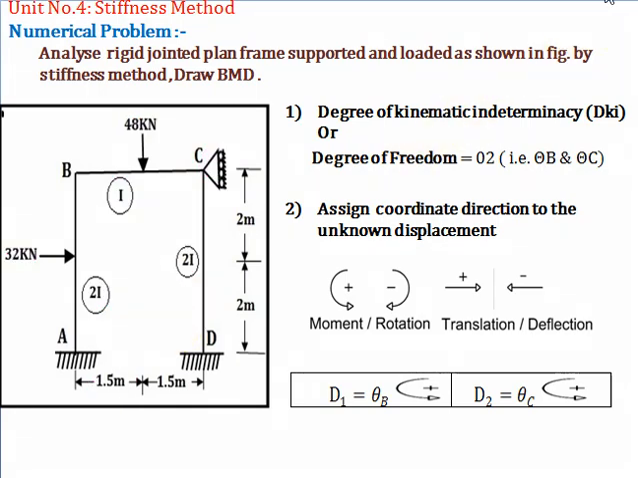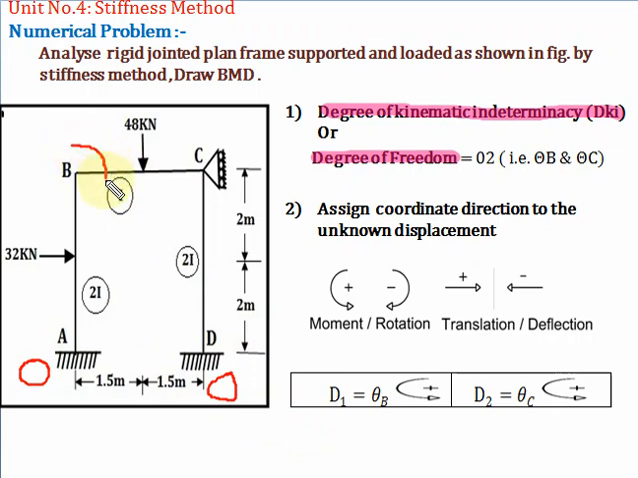So the first step, what is the first step? To find out the degree of kinematic indeterminacy, DKI. We also call it the degree of freedom. Now at A there is a fixed support. So what is the degree of freedom? 0. At D also fixed support.